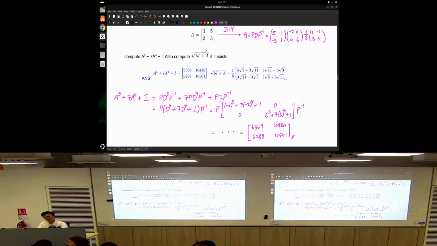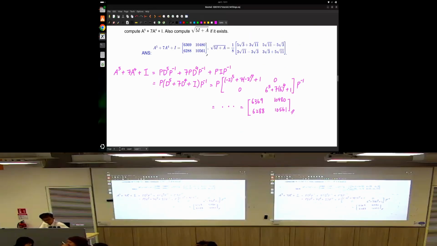Then compute this if it exists. Why is there an "if it exists"? Because it might not exist. The reason is that you have to look at your eigenvalues, when you try to take the root. The eigenvalues are minus 2 and 6, I think that's correct. 5 plus minus 2, okay, there's a 5 there, so that's fine. So this one is the root of 5I plus A.